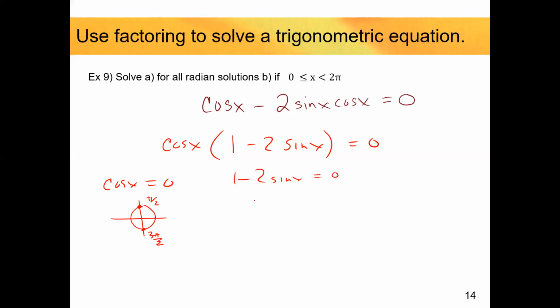So I'm going to subtract 1 from both sides. Divide by -2. Sine of x is equal to a positive 1/2. Okay. Chart again. Give me some. Oh, hold on real quick here. Oh, yeah, that's right. We're in radians. I just want to make sure we're in radians. Okay. In radian form, when does sine give you a 1/2?